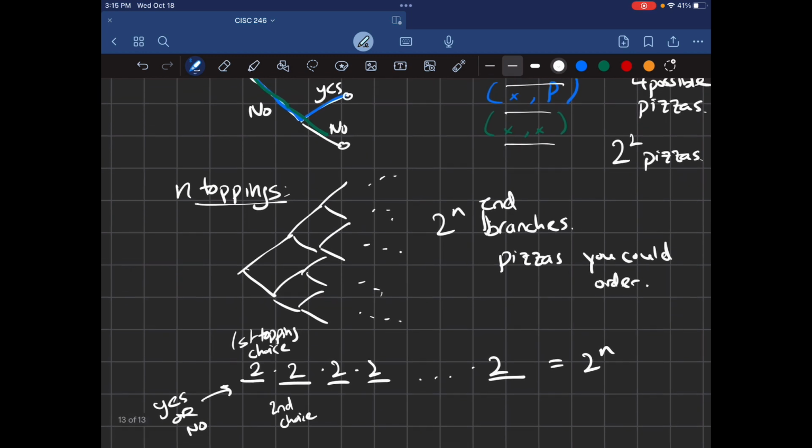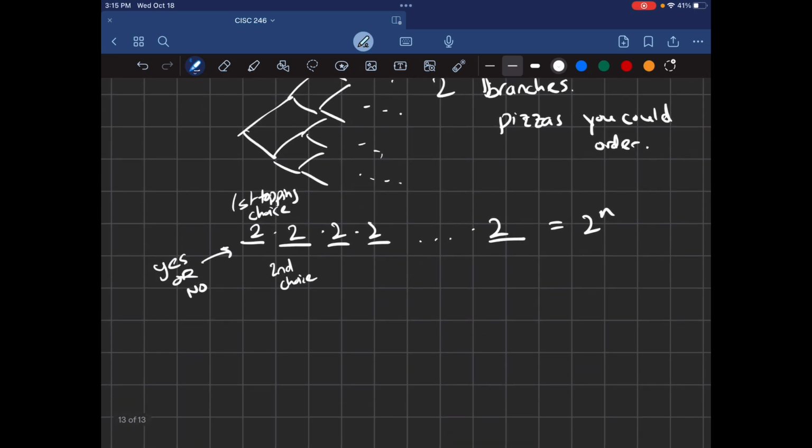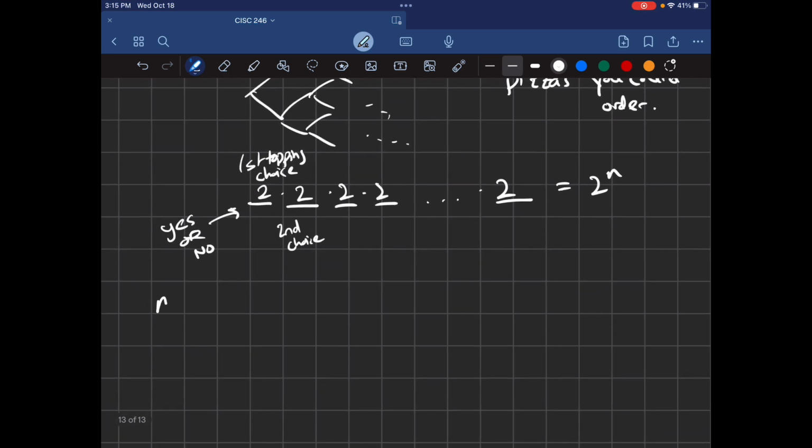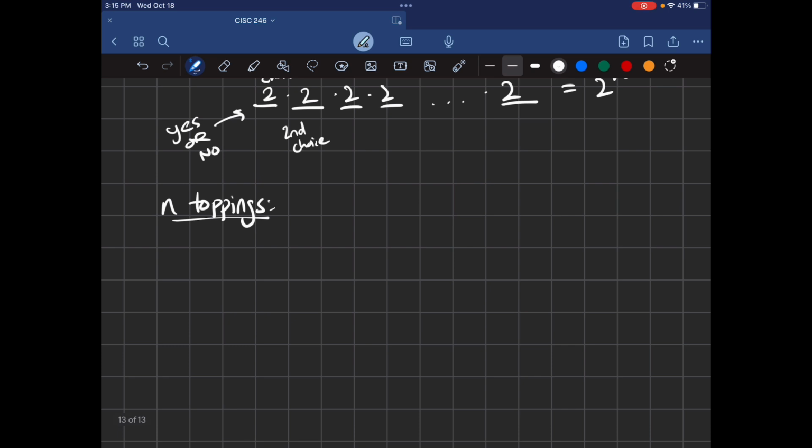All right, so that's one way of counting it. What's another way of counting it though? So again, let's say we have n toppings. Another way your brain may think of it is, well, what if I wanted 0 toppings?